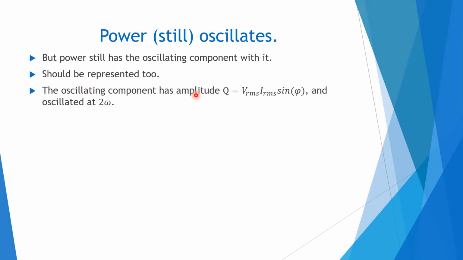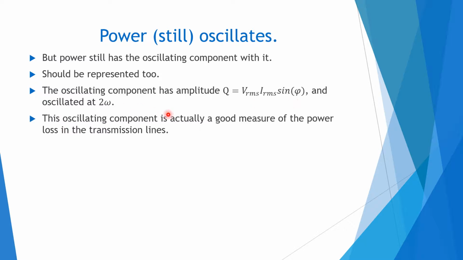So how to represent that? Well, that oscillating component, if you find out, will be VRMS IRMS sine phi, and it will oscillate at double the frequency of the voltage and the current. As you can see, I've taken VRMS and IRMS, so actually it must have been Vm Im over 2, and we are dealing with RMS quantities, so that made my life a little easier. Now this oscillating component is actually a good measure for the power that is dissipated in the transmission lines, which we have been talking about is lower in AC than in DC, and this is why it allows you to actually minimize this power loss in the transmission lines. How does it do it?